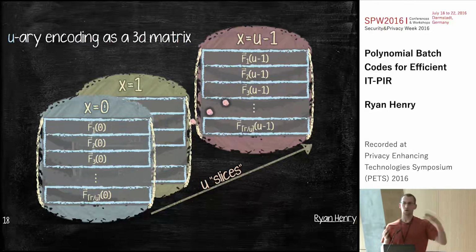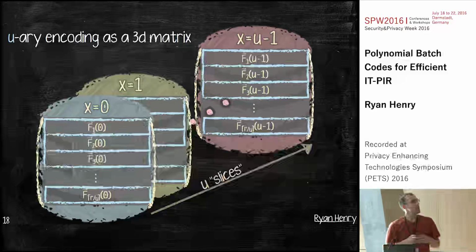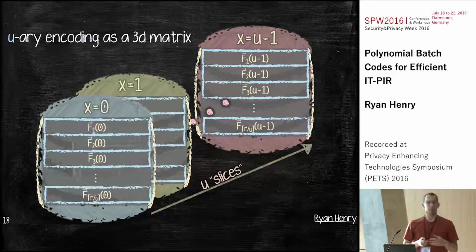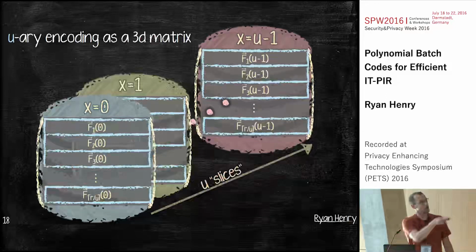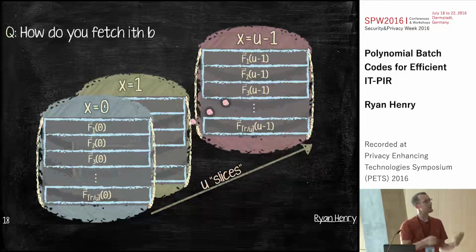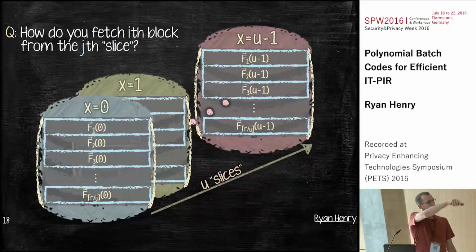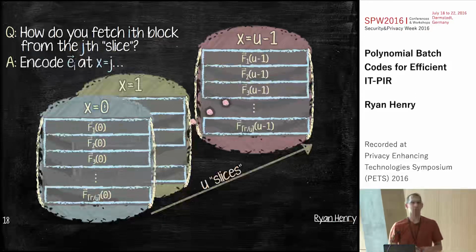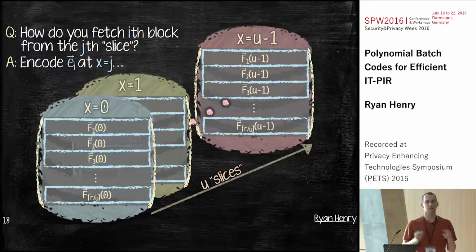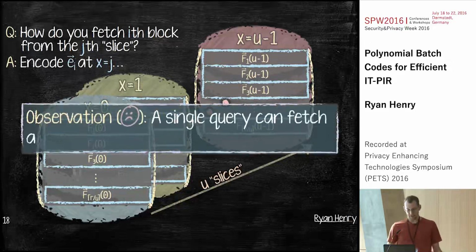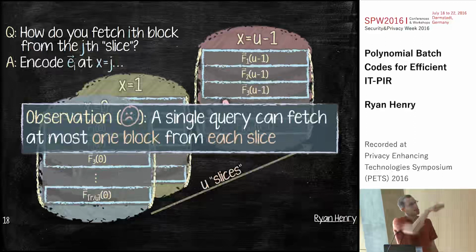If you think about this encoded matrix that I was talking about, you can kind of view it as a 3-dimensional matrix. So we have R over U rows, S columns, but then we have, for lack of a better term, U slices to this. If you evaluate these polynomials at 0, you get this set of R over U records, and if you evaluate at 1, you get a different set of R over U records, and so on. And if you think about how you query this, if we want the ith block from the jth slice, the way we actually fetch that is we encode a particular standard basis vector at a particular x coordinate.